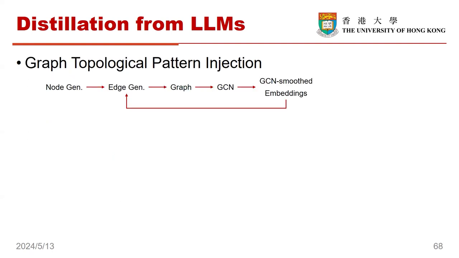And to better reflect the natural graph topological distributions, we add an additional graph topological pattern injection module. Simply speaking, we generate nodes, edges, and graphs sequentially at first, and then we utilize a trained GCN model to capture the structural embeddings of the generated nodes, and then utilize these embeddings instead of the original pure text embeddings to regenerate the edges. This approach can better characterize the graph topological patterns to yield better generation quality.